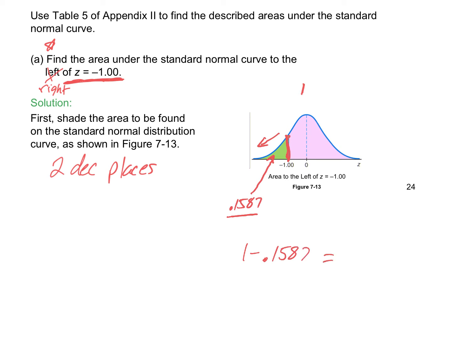So therefore, the area to the right is 0.8413. So you actually commit that to memory. In using the chart, if the question is find the area to the left, whatever you look up on the chart is your answer. If the question is find the area to the right, you still look up the area to the left, but you have to subtract it from 1 to get the area to the right.